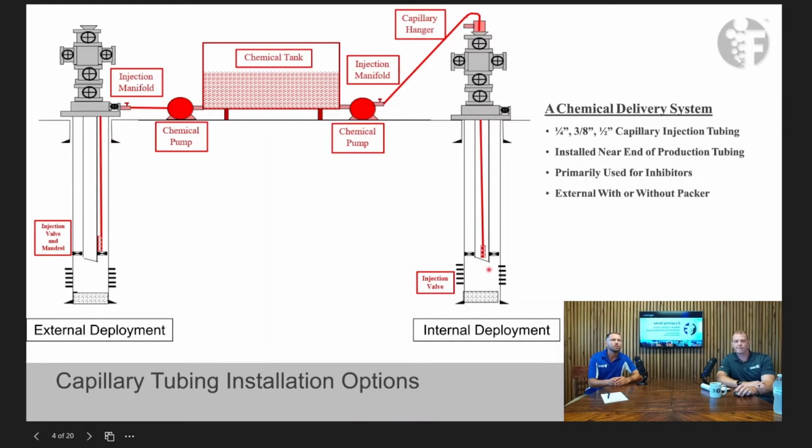Right, out of the end of tubing. But for the most part, those are just your two ways of doing it. Okay, interesting. And so with your external, you run that cap tubing with the production tubing.